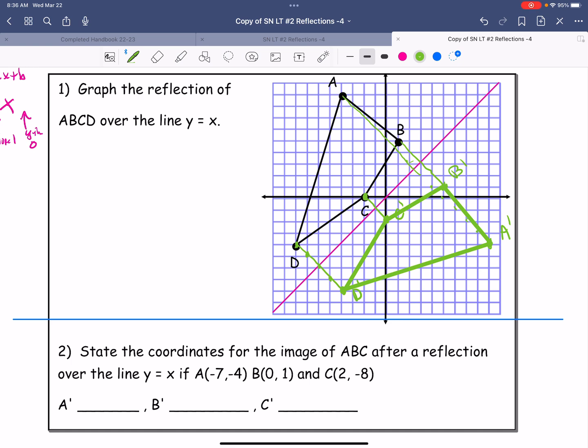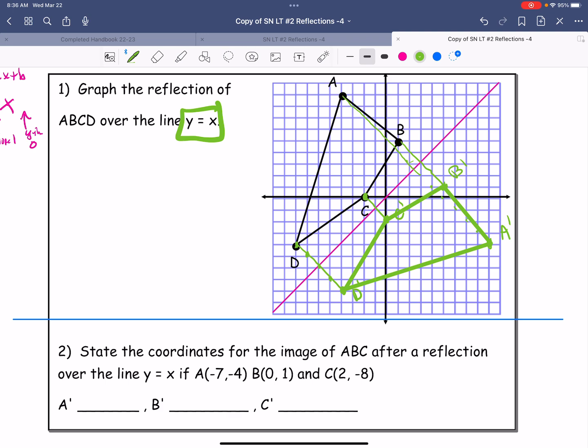All right, so we've got that reflected over the line y equals x. And it does look like it's reflected. It looks like it flipped over that line. If this were on paper and I folded, the fold would be the line y equals x. So that's how you graph over the line y equals x.